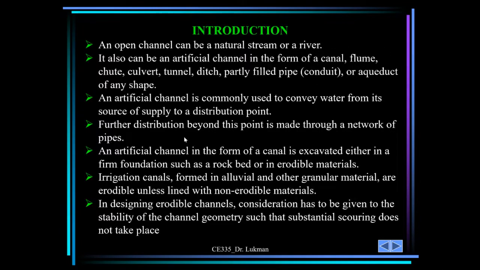And an open channel can be a natural stream or a river. I always say here in Saudi Arabia our surface water resources are very poor because we don't have streams and rivers. We only have seas, around some of the coastal areas. It can also be an artificial channel in the form of a canal, flume, chute, culvert, tunnel, ditch, or partly filled pipe, conduit, or aqueduct of any shape.